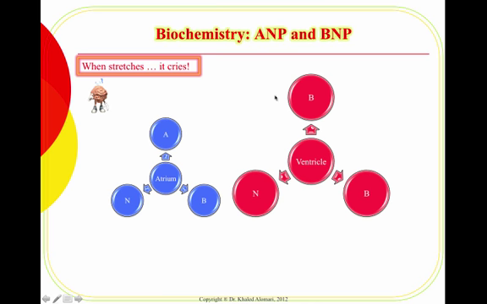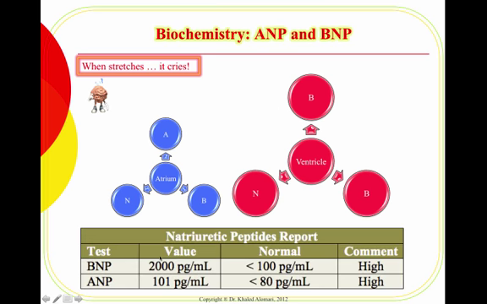So when they stretch, they will release the ANP and BNP. These are the normal. We routinely don't order ANP. We go with the BNP because it's really the ventricles that we care about. Normally, the BNP should be below 100 pg per ml.